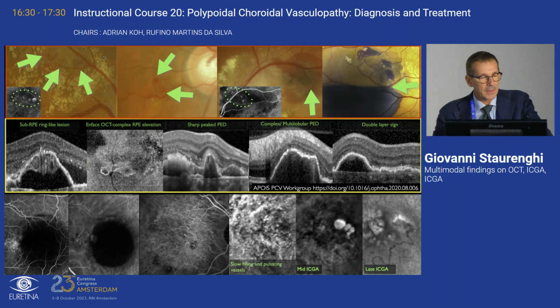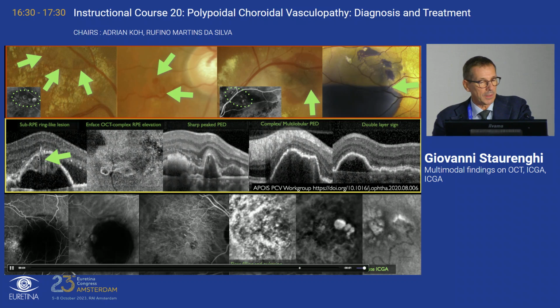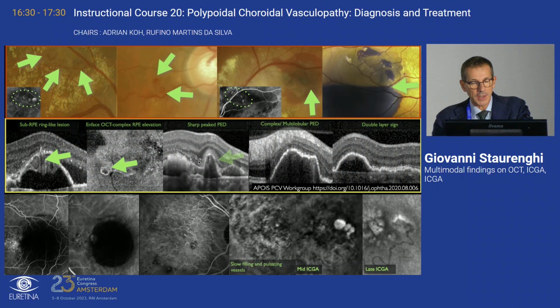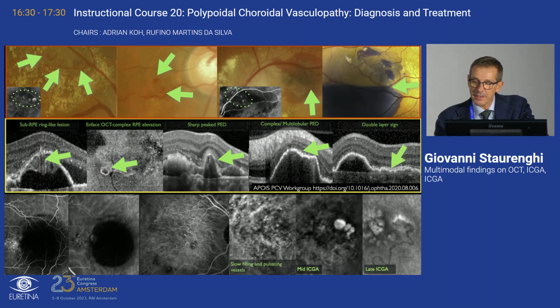work group, the Asian Pacific Ophthalmology Society Imaging group, decided on, and these are the sub-RPE ring-like lesion. You see it very well defined here. Then you have the notched, and when you have the notched ring like that, you have to think about it. Then you have a sharp-peaked, like in this case, or the complex multilobular, you see the up and down of a valley, I would say, and then the double layer sign that you see here.